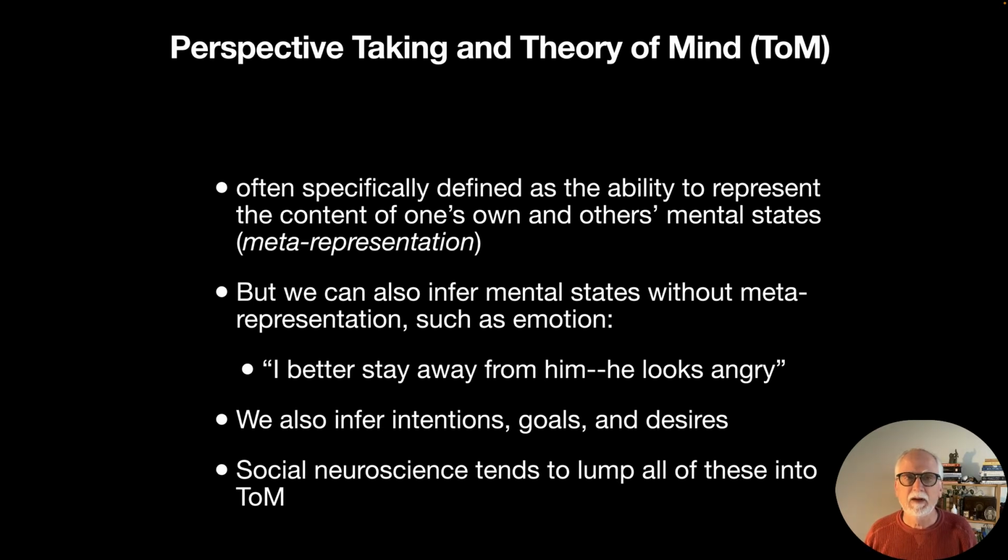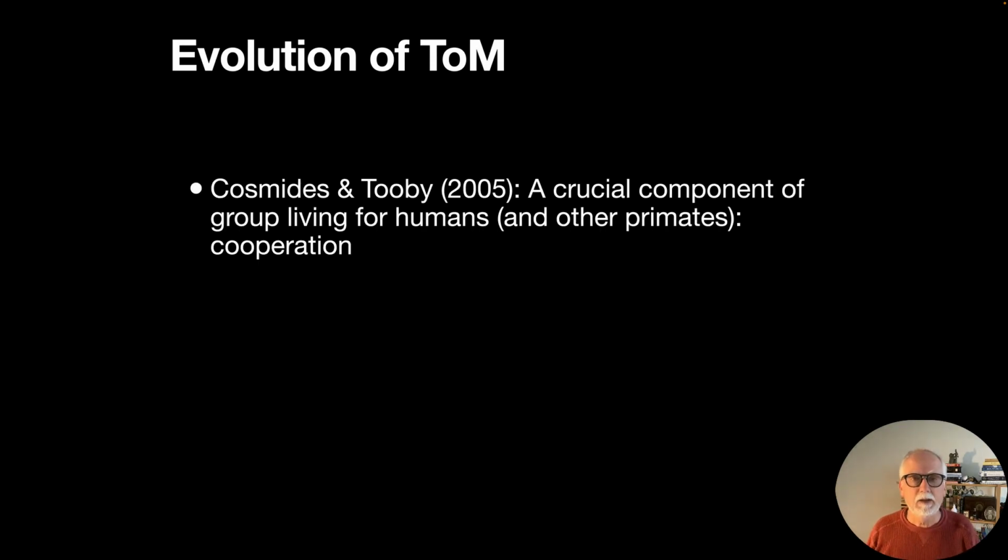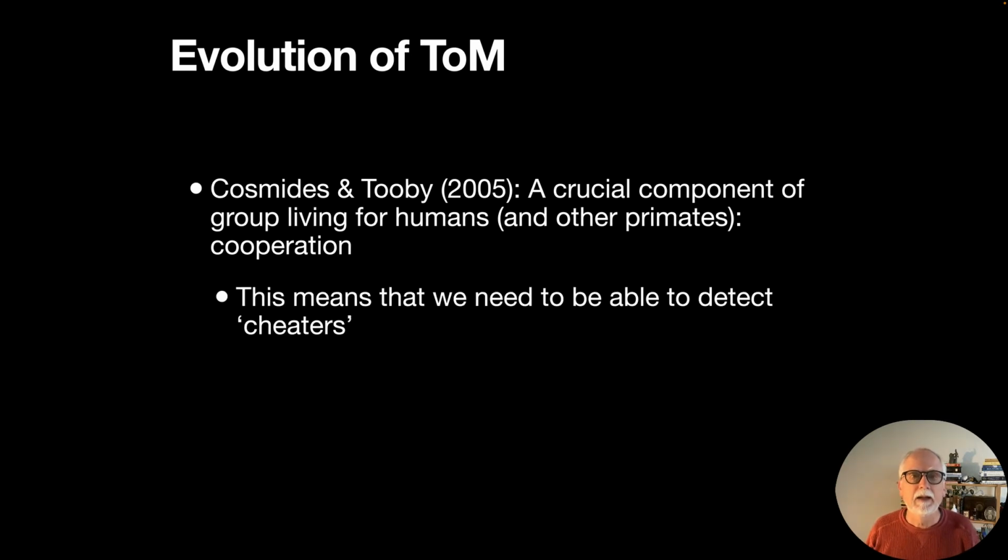Now, where does this theory of mind come from, this perspective taking? This is a question about evolution. Cosmides and Tooby back in 2005 argued that it was a crucial component of group living for humans and some other primates in order for them to cooperate. This crucial component of cooperation means that we probably could use theory of mind. This would mean, for example, that we'd be able to detect cheaters.